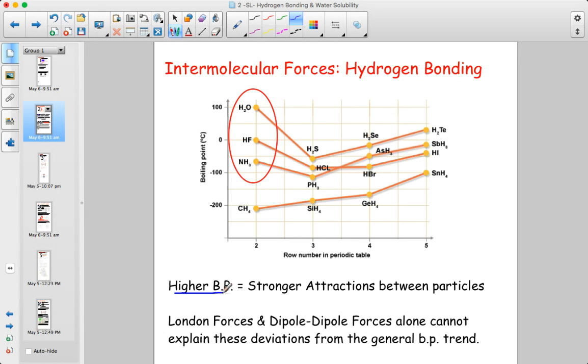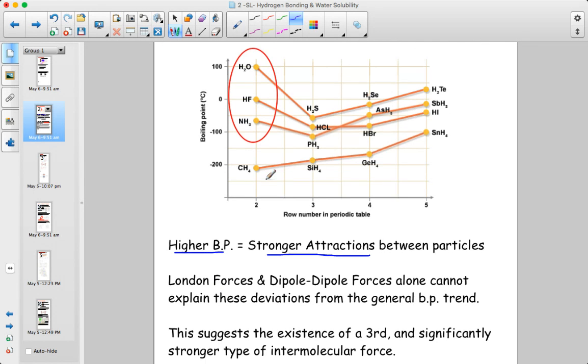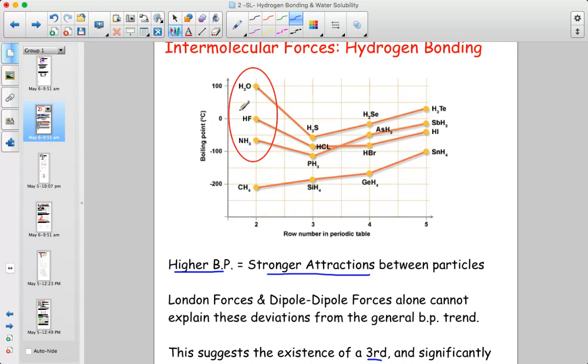So the fact that they have much higher boiling points implies that they must have much stronger attractions between their particles. That's just a rule about boiling point. It also implies that the things we've learned about London forces or dipole-dipole forces alone can't explain why these are so high. So that is evidence that there's not just those 2 types of IMFs that we've talked about so far, London forces and dipole-dipole forces. There must be a third type of force, and it must be a lot stronger than the other forces, because these are tiny molecules, which means very limited London forces.